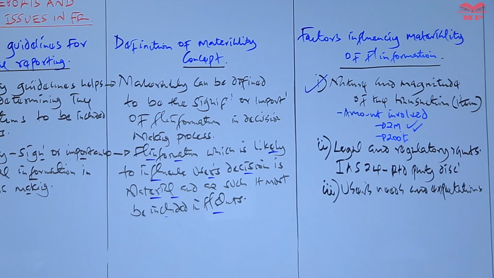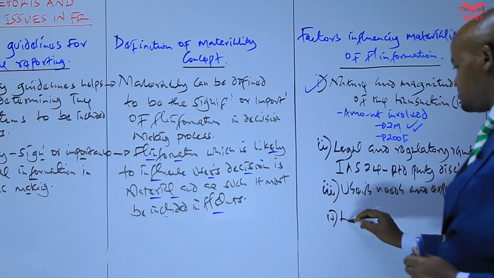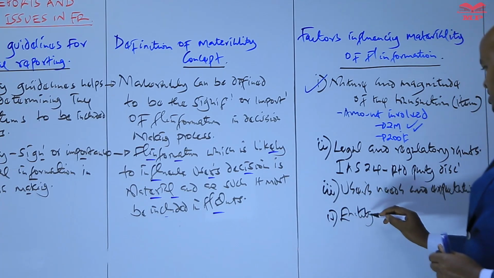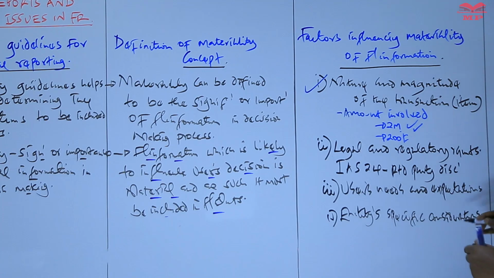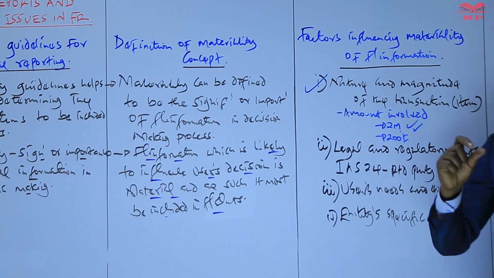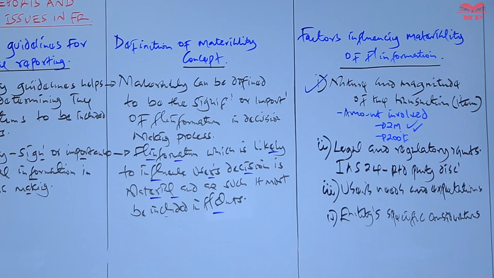The other factor which also determines materiality is the entity's specific consideration. When we talk about the entity's specific consideration, we say that each entity should consider its unique circumstances, what we refer to as the industry norm and the reporting practice.